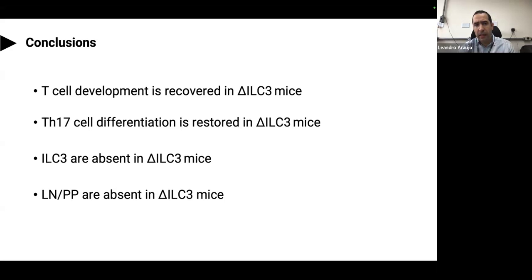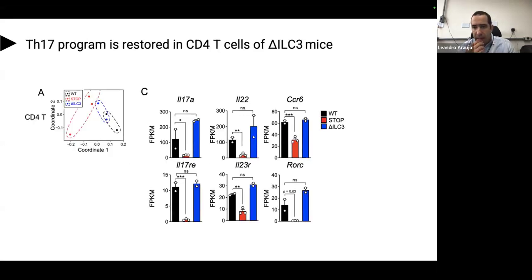But we want to understand how this happens in this condition. Later I will tell how we overcame this difficulty. So the next step is to understand the profile of these cells, especially the T cells and the ILC3s in these mice. Here, we did a bulk RNA-seq on purified CD4 T cells from the gut of these mice.